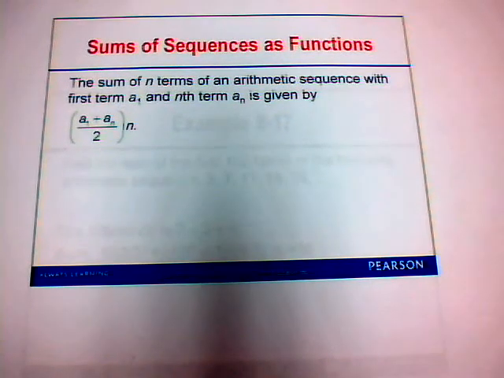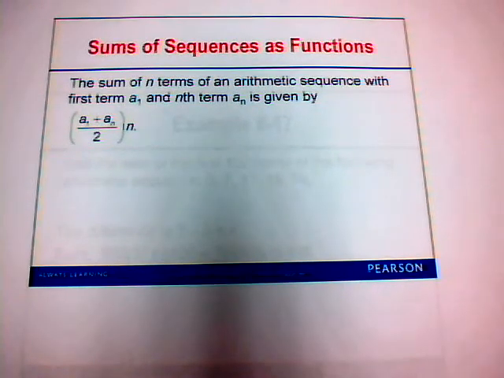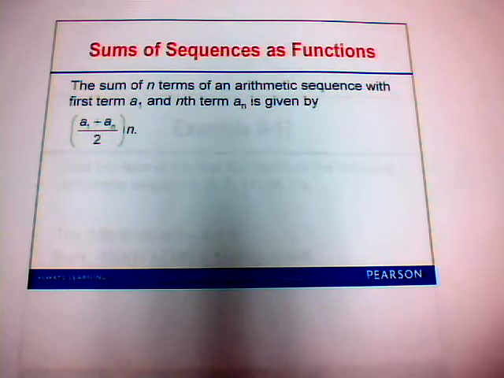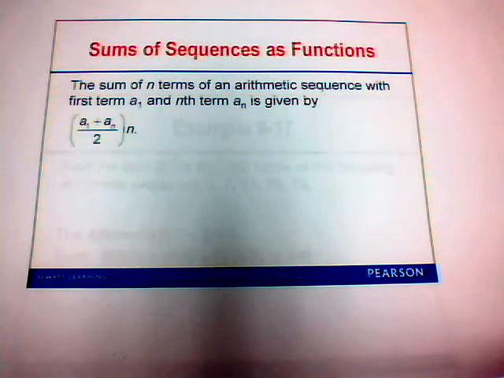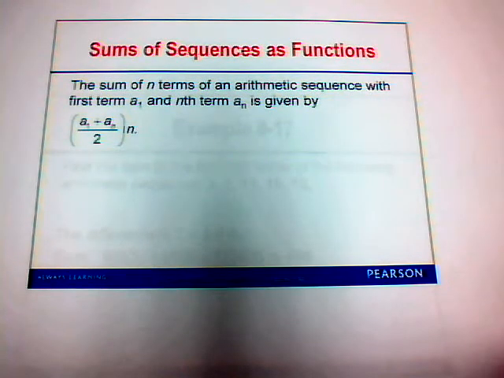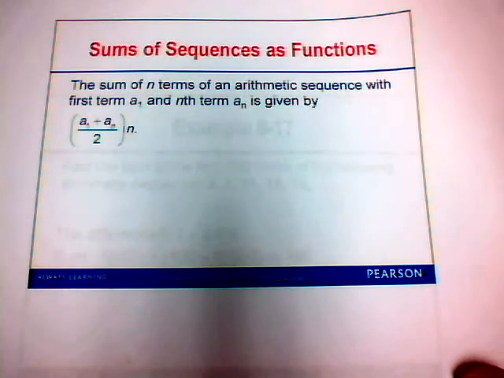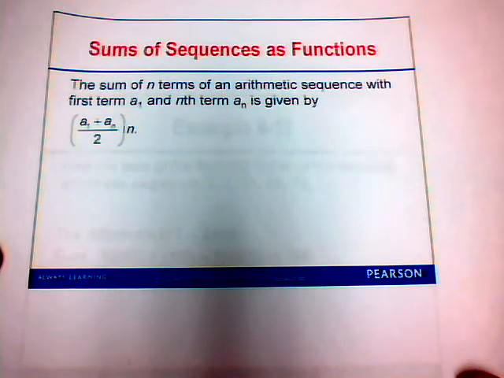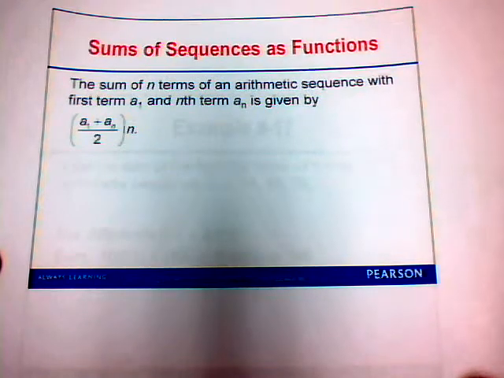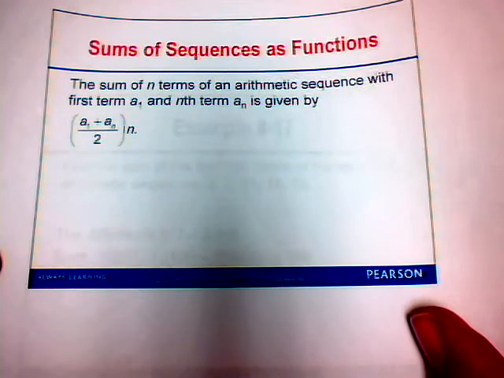We can look at sums of sequences as functions, like the sum of n terms in an arithmetic sequence, with the first term being a sub 1 and the nth term, a sub n, is given by this: the quantity a sub 1 plus a sub n, divided by 2, and that whole thing is multiplied by n.